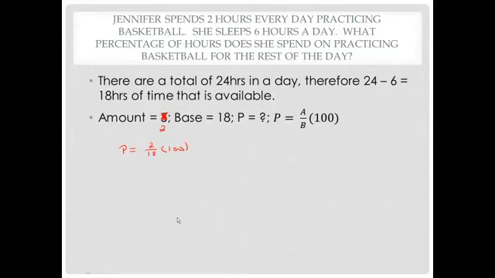Okay, so we have 2 divided by 18, which gives us about 0.11, and again we'll round to the nearest hundredth. And we're going to multiply that by 100 to change it into a percent. And that should give us about 11%. So that tells us she spends about 11% of her available hours practicing basketball.